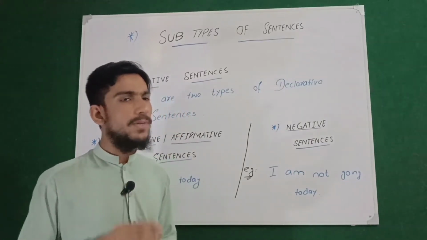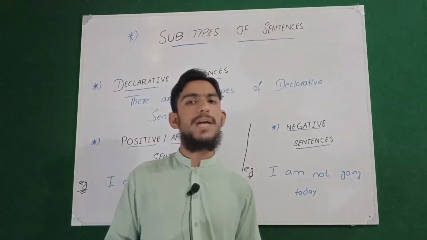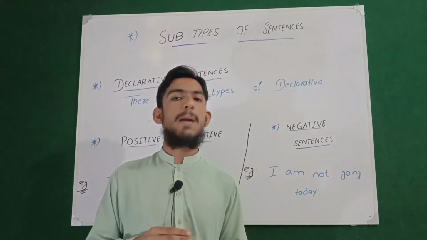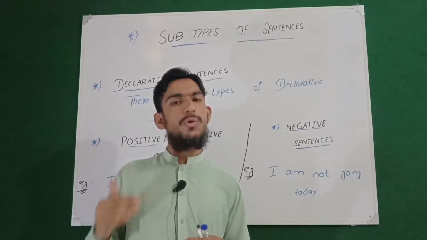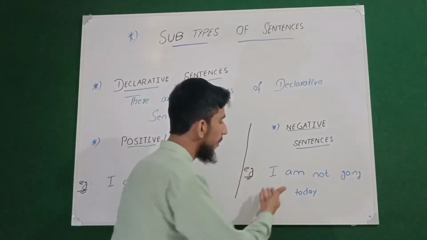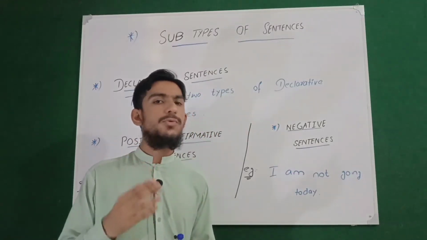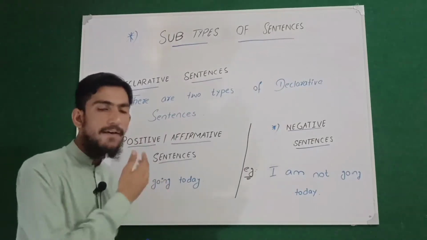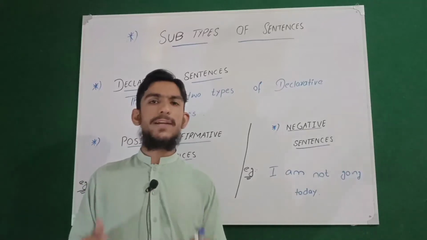And the second type of declarative sentence is negative sentences. Negative sentences are those in which there is negation, where not is involved. For example, I have written on the board: I am not going today. So the grammarians say that there are basically two types of declarative sentences: positive sentences, which are also called affirmative sentences, and negative sentences. So we are done with that.